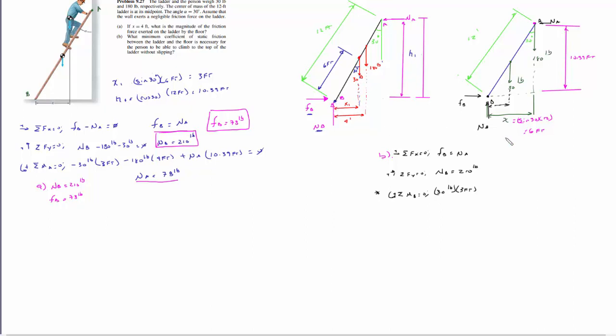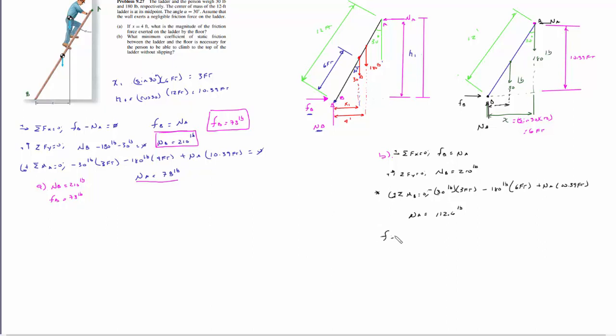It's the same distance. And that's going to be minus this 180 pounds, because it's also wanting to rotate clockwise, times the new x distance, which is going to be 6 feet. And then I'm going to have plus my normal at A times 10.39 feet. So by doing all this, I get my normal at A is 112.6 pounds.